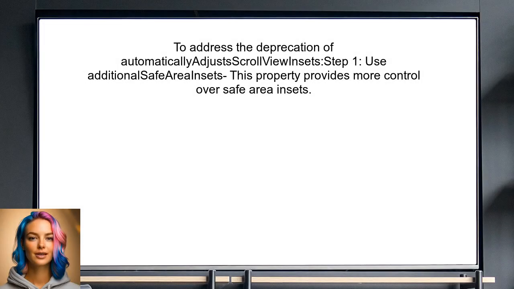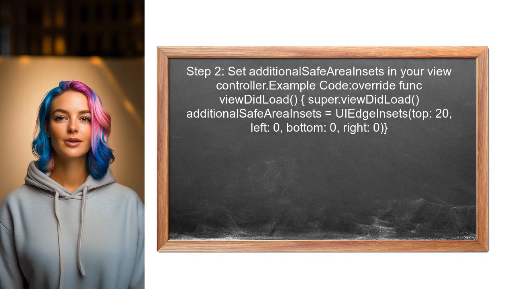To address the deprecation of the automaticallyAdjustsScrollViewInsets property, the user should start by using the new property called additionalSafeAreaInsets. This property allows for more control over the safe area insets of the view. Next, the user should set the additionalSafeAreaInsets property in their view controller. This can be done in the viewDidLoad method or wherever appropriate in the lifecycle of the view.